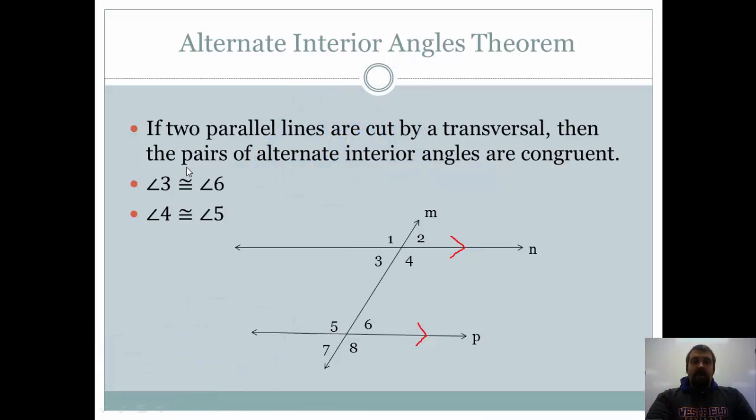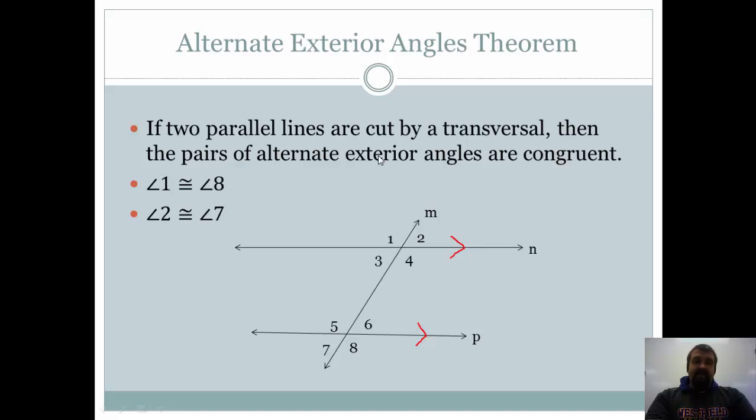Now, the pairs of alternate interior angles are congruent. 3 and 6 is one pair, so I can say angle 3 and angle 6 are congruent. Angle 4 and angle 5 are another pair of alternate interior angles. They also end up being congruent here. That's all that this theorem says.